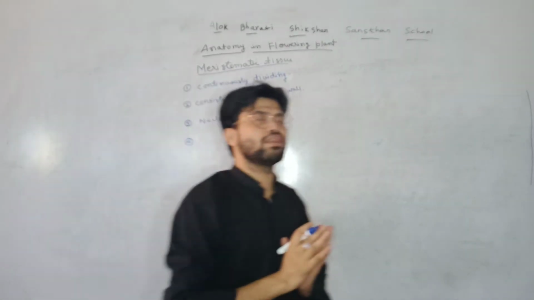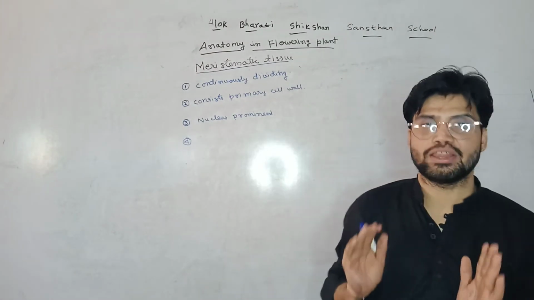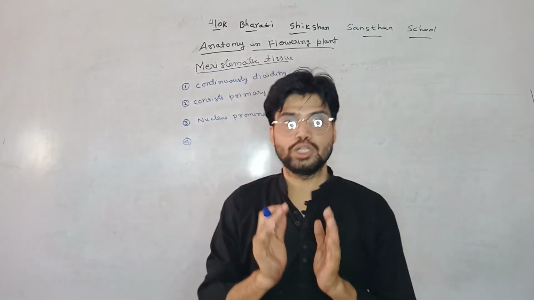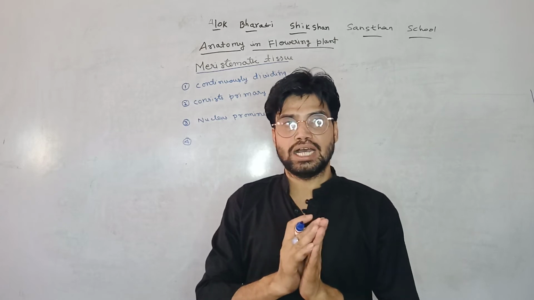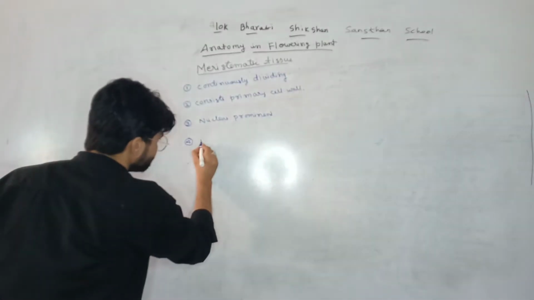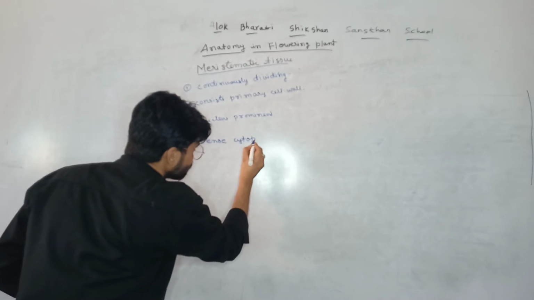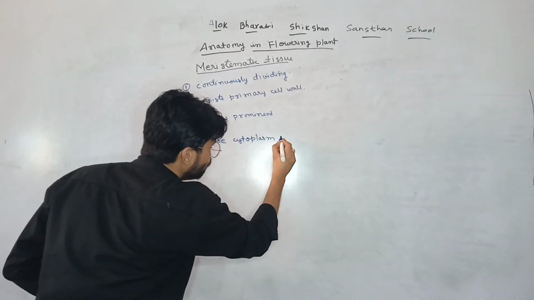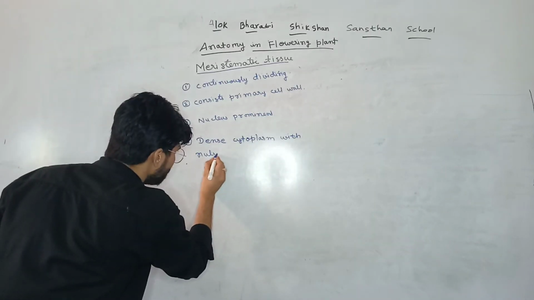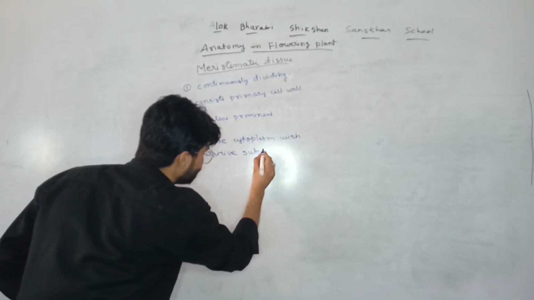After that, my dear students, the cytoplasm is there. This cytoplasm is dense and contains nutritive substance, so that the new tissue will get that nutritive substance, and it will help in the division process in a simple way. So here, dense cytoplasm with nutritive substance, that is point number 4.